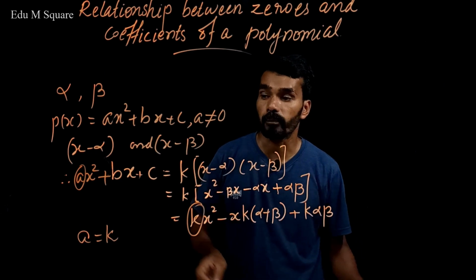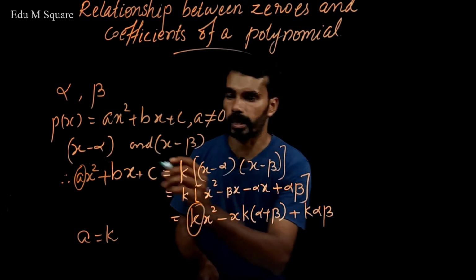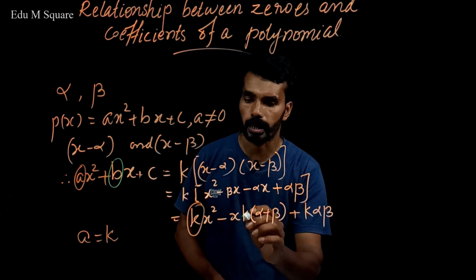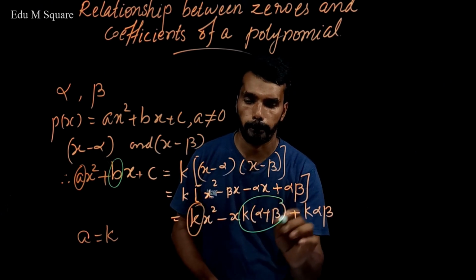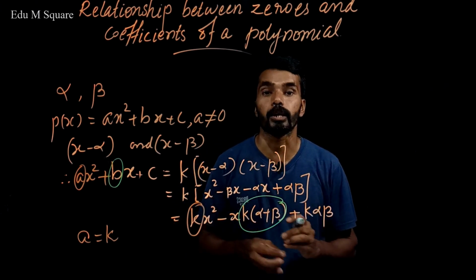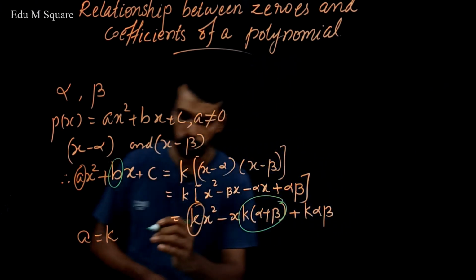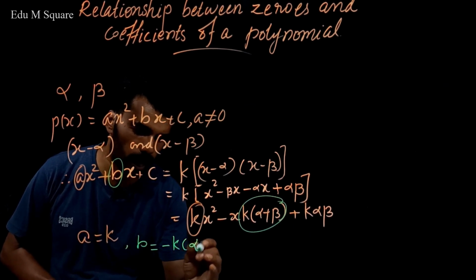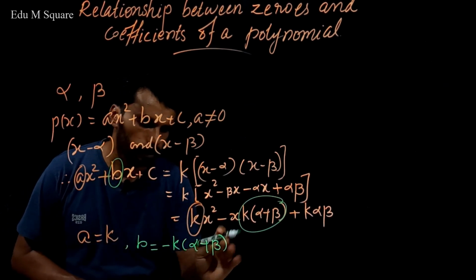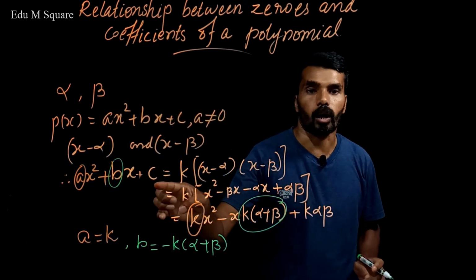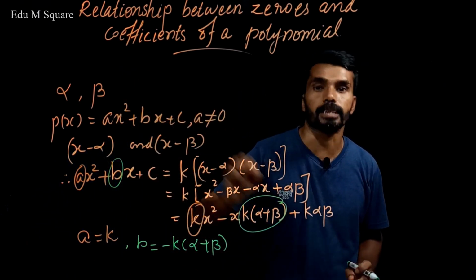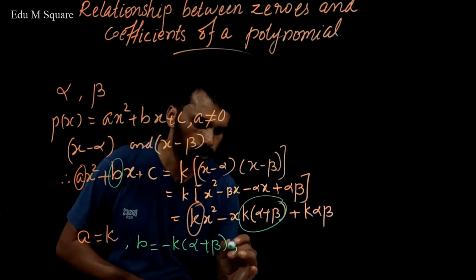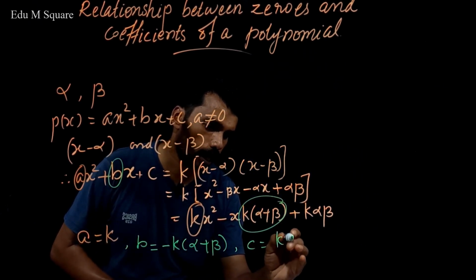Now the coefficient of x, here it is b. Now here the coefficient of x is minus k into alpha plus beta. So b is equal to minus k into alpha plus beta. Now the constant term, on the left side it is c, right side it is k alpha beta. So c is equal to k alpha beta.